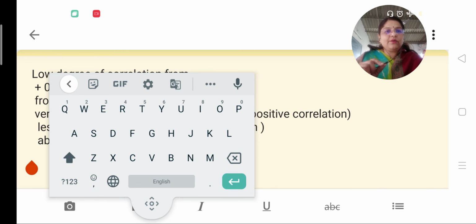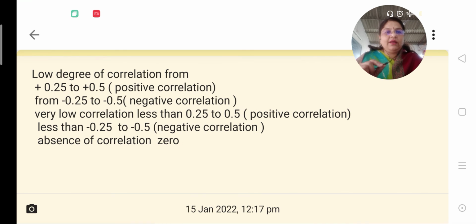So with this, we will stop here, and in the next class, we will begin with the formula for Karl Pearson's coefficient of correlation and a problem with its solution.